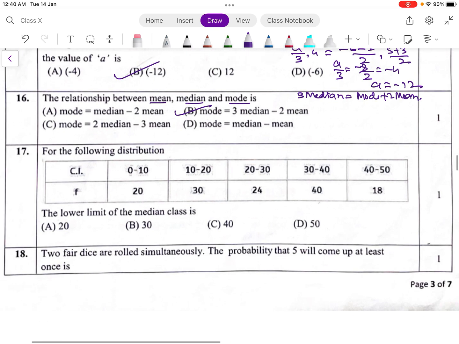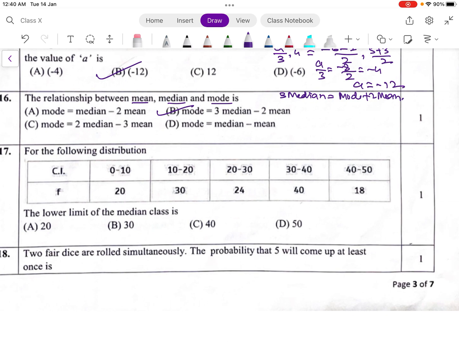Then the 17th question. We have to find the lower limit of the median class. To do that, we need to find the cumulative frequency. So it will be 20, then 20 plus 30 is 50, then 50 plus 24 is 74, 74 plus 40 is 114, and that is nothing but, I think, 132.